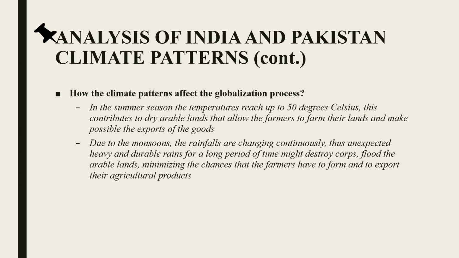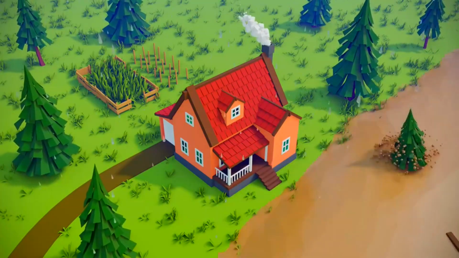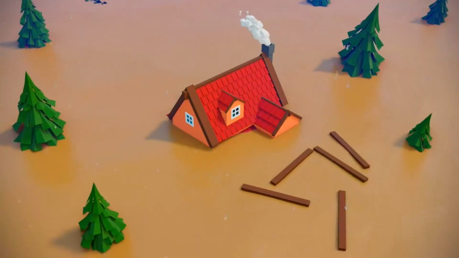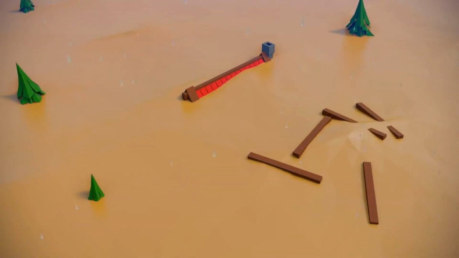The climate patterns affect globalization because they give farmers the chance to farm their lands and produce goods for export. The climate can also damage the farmers' production because unexpected heavy and lasting rains over a long period of time might destroy crops and flood the arable lands.